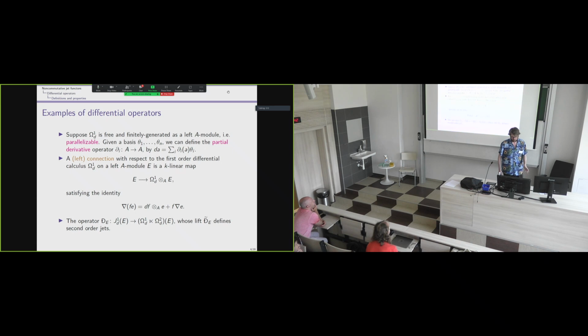And secondly, we can define connections algebraically like this. It's just some map that goes from some bundle to the value of that bundle through the one-form functor. And it satisfies this Leibniz rule. Mauro didn't mention it, but actually splittings of the one-jet exact sequence for the bundle E are equivalent to connections in this sense. So that's kind of nice and geometric.